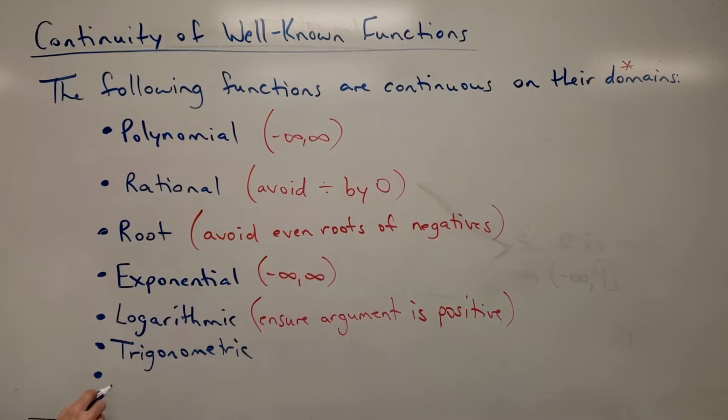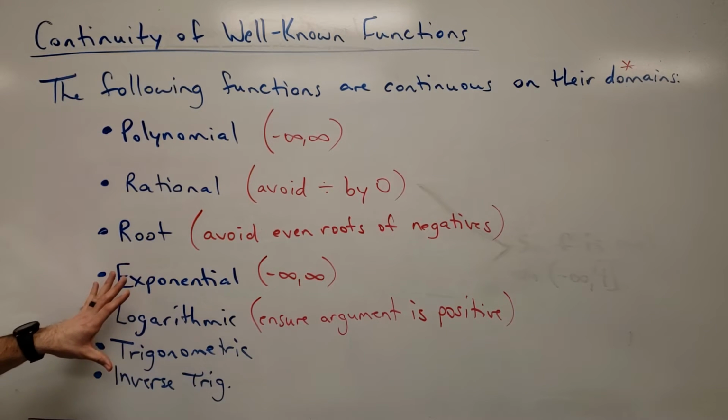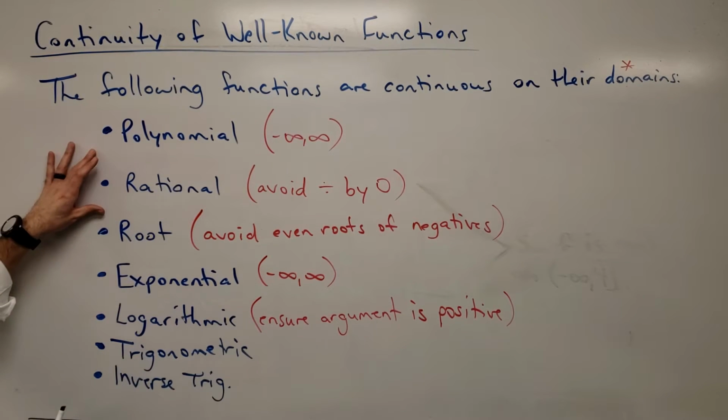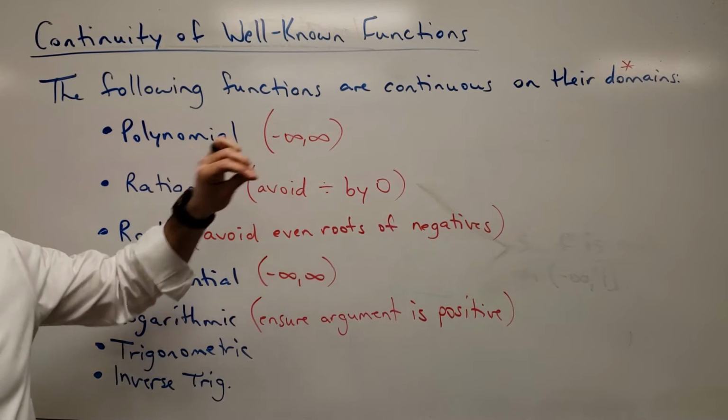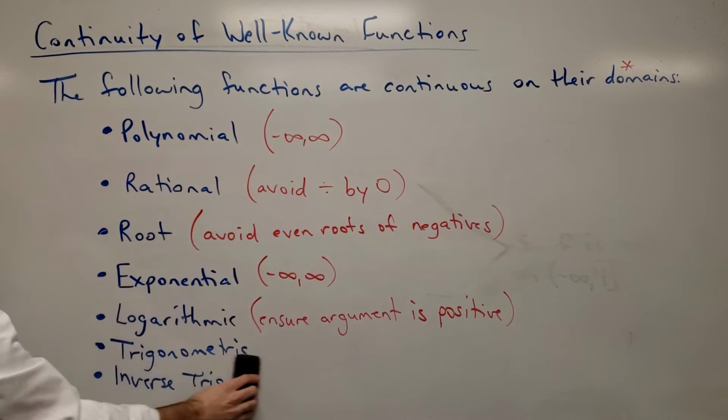And then lastly, let me make sure you can see what I'm writing here. I don't want to go off the screen. Yeah, we're good. Lastly, you have inverse trigonometric functions, which again, they vary widely. But these are your well-known functions. You should know the domains of these types of functions. And if you do, you can quickly state where they are continuous. So no big deal there.